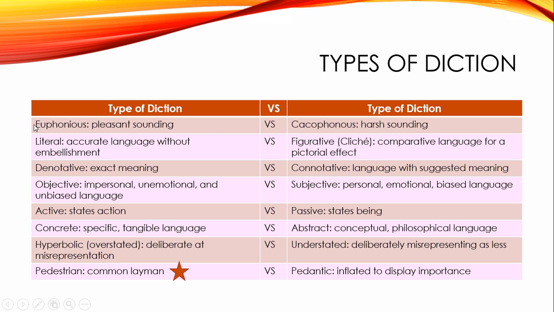So I start with euphonious. It's a pleasant sounding word, something like the word pillow. There's nothing bad about pillows. The sound of it, the appearance of it, it's soft, it has good memories linked to it, the connotation's always really nice.